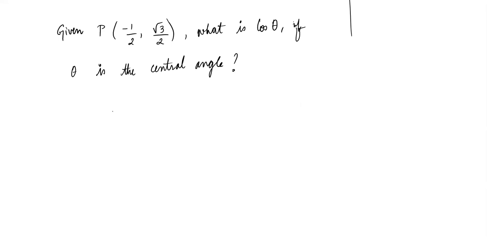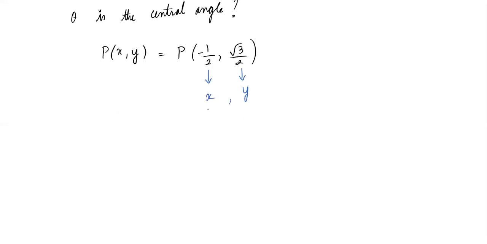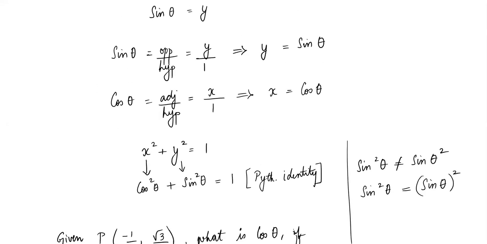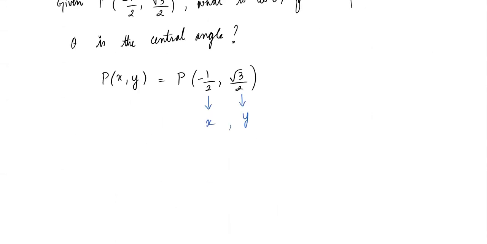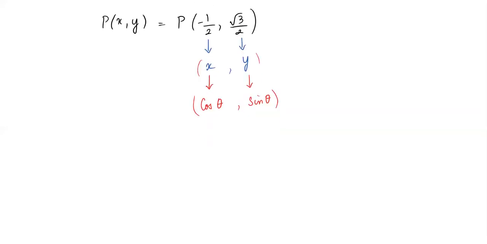All right, so from here, we know that P of x comma y is now given to be P of negative half comma root 3 over 2. So you know that your first coordinate is your x, and of course the second coordinate is your y. We also saw, let me take you back up here, that x is cosine theta and y is sine theta. So you can make that other connection with the trig functions. Okay, so now our question is, find cosine theta.